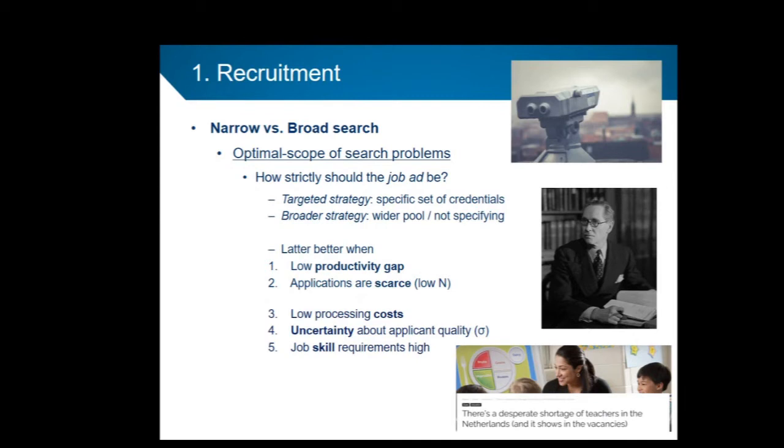In fact, such a broad strategy might be better when there is, one, a low productivity gap between people having the credential and people not having the credential. Returning to our teacher example, having a master in economics does not necessarily say something about your teaching skills per se. So an English teacher with an interest in economics might provide comparable, if not better, performance as a teacher of economics. The second parameter when a broad strategy is better is when applications are scarce. We know there is a teacher shortage in the Netherlands, and we also know the Netherlands is not alone with this. If applications are scarce, then you cannot be picky, so it's better to look broad.